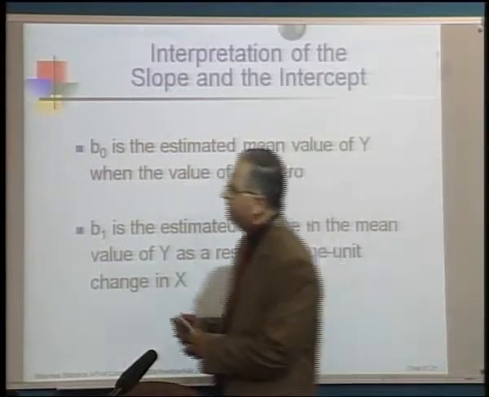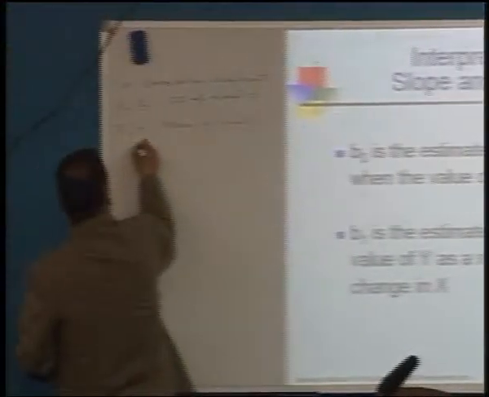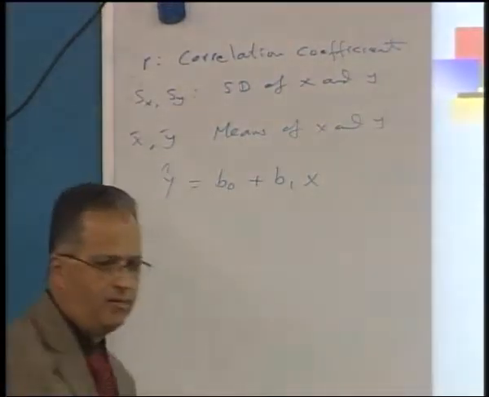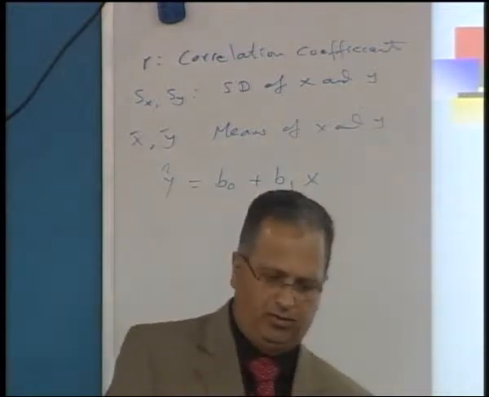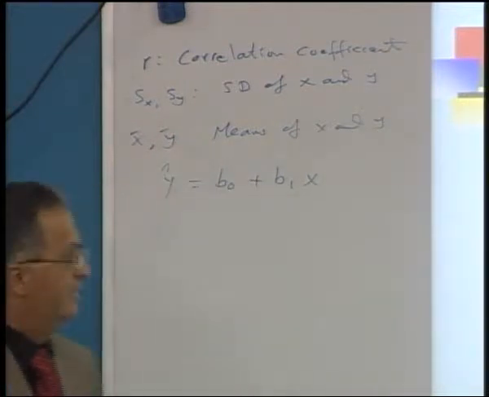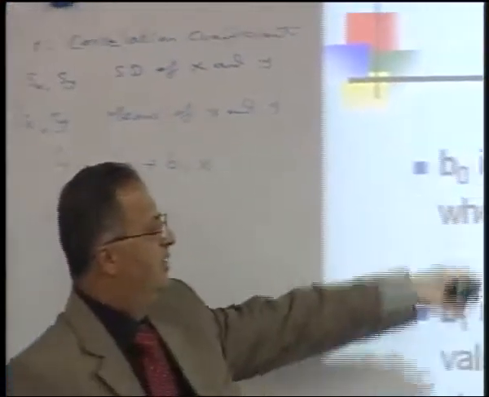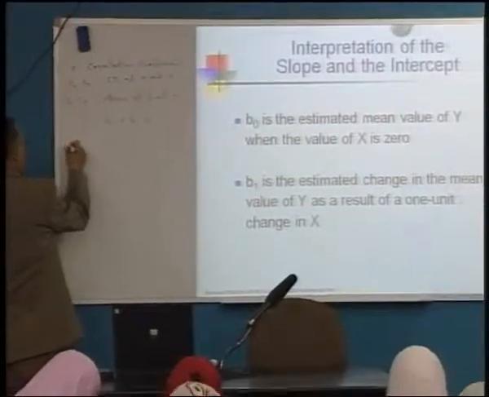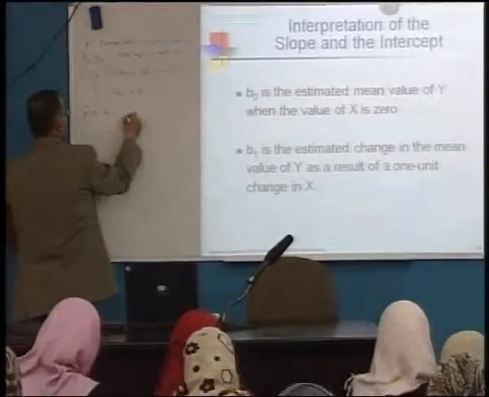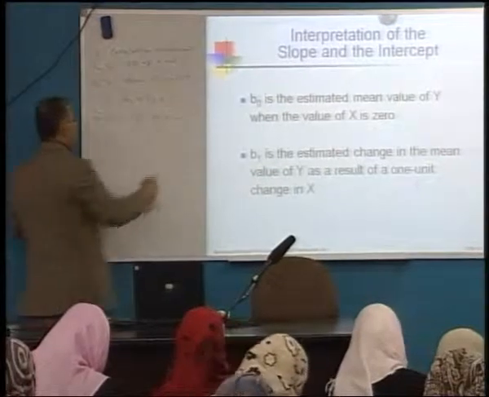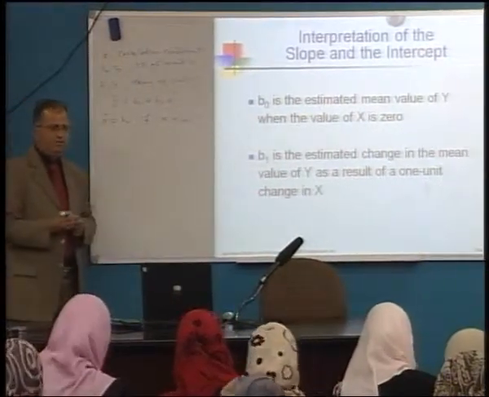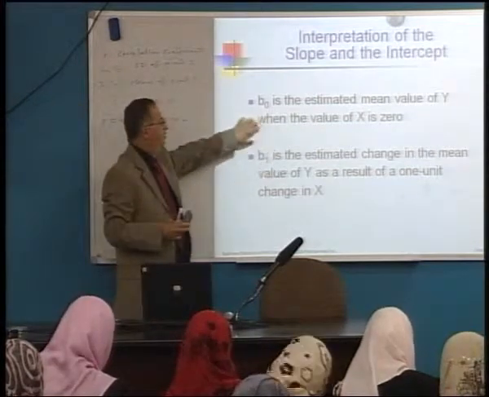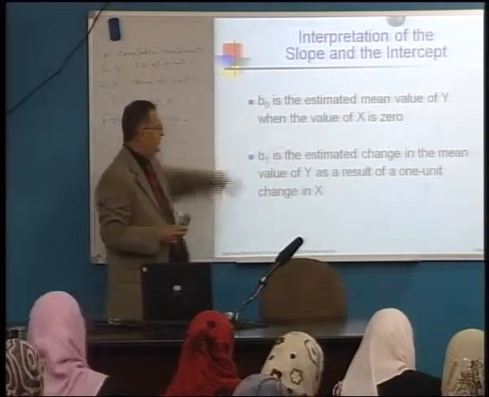Now the question is, what is our interpretation of b0 and b1? B0, as we mentioned before, is the y-intercept, or the estimated mean value of y when the value of x is 0. That means if x is 0, then y hat equals b0. So b0 is the estimated mean value of y when the value of x equals 0.